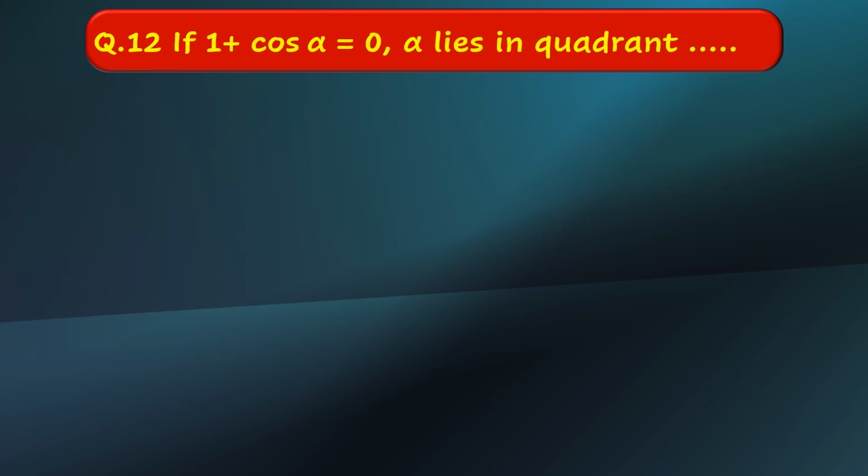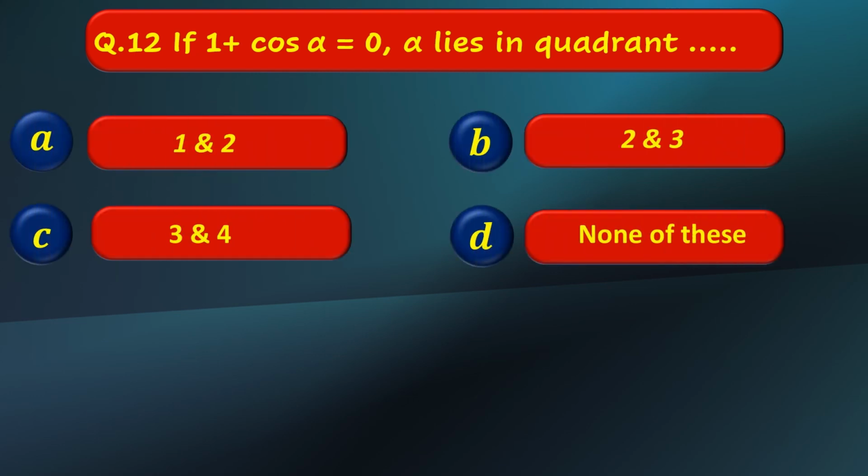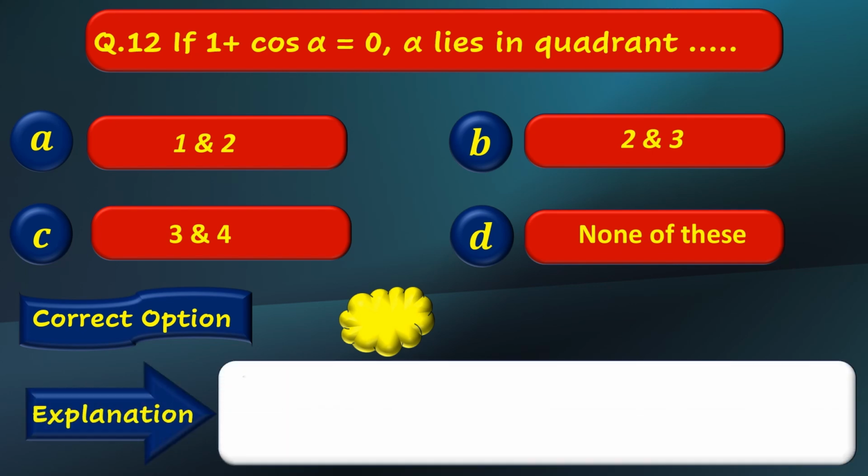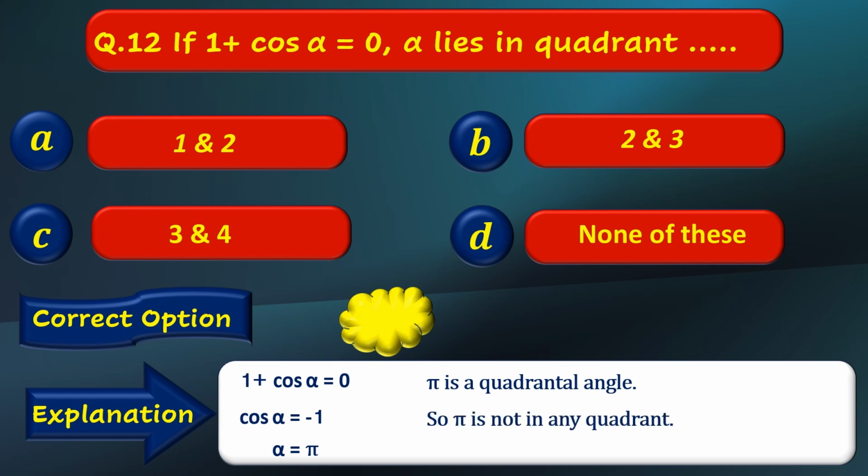If 1 plus cos alpha is equal to 0, then alpha lies in the quadrant, and the options are. Let's find out which one is the correct option. But before that, let's explain it. Here we are given 1 plus cos alpha is equal to 0. It gives cos alpha is equal to minus 1, and it gives alpha is equal to pi. Therefore, alpha is equal to pi radians. But we know that pi is a quadrantal angle, and the quadrantal angle isn't in any quadrant. So pi is not in any quadrant. Therefore, the correct option is option D.